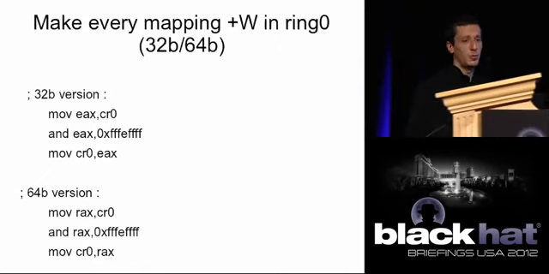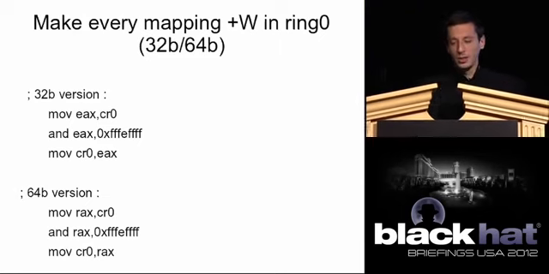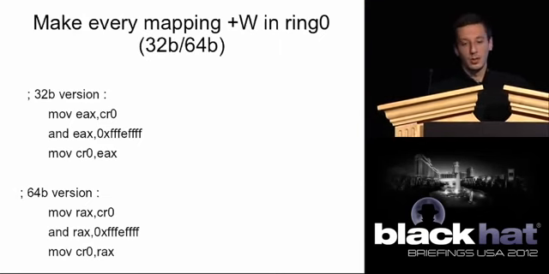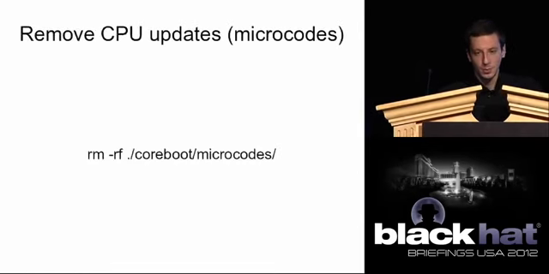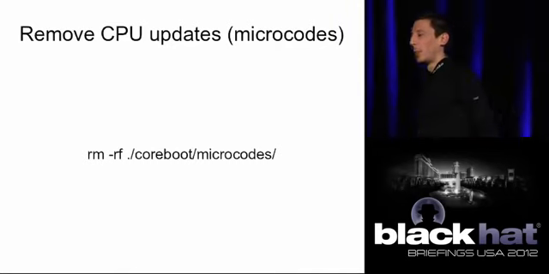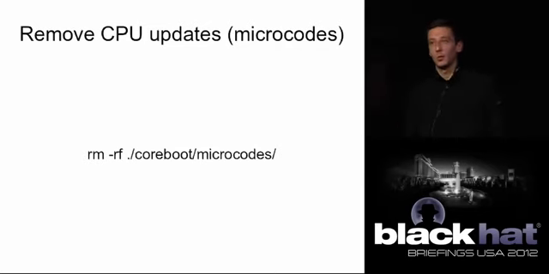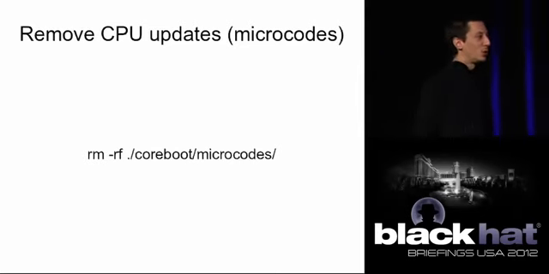And it's the same thing in 64-bit. The thing is, in 64-bit, the upper 32 bits are always 0 anyway in CR0, otherwise you get a general protection fault, say the manuals. So, removing the CPU updates. Coreboot does provide the capability of patching your CPU on the fly using CPU microcode updates. For the purposes of my backdoor, all I had to do was really to delete all the microcodes, and that's it. We got rid of it.